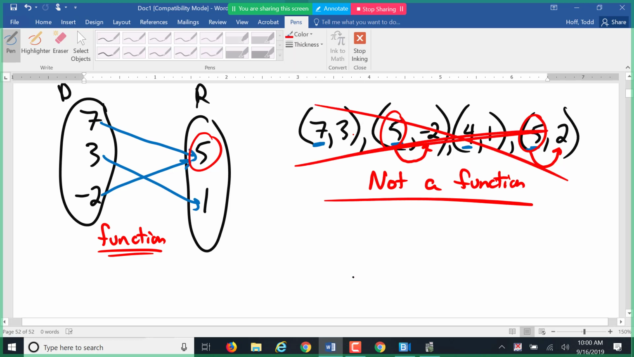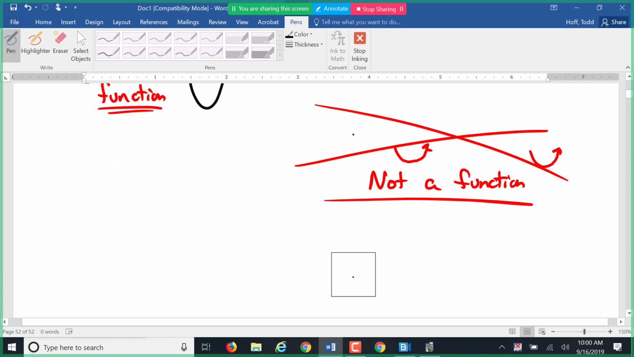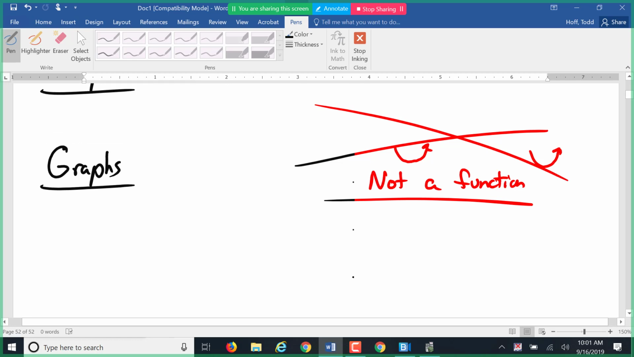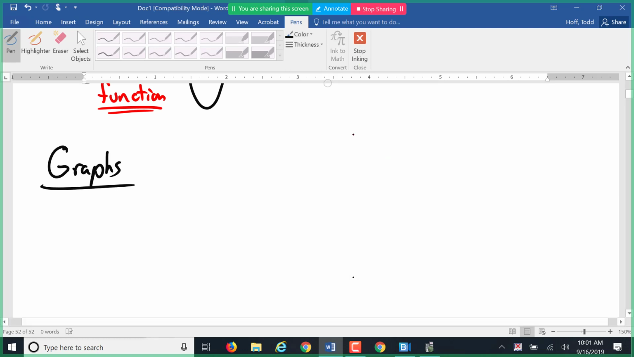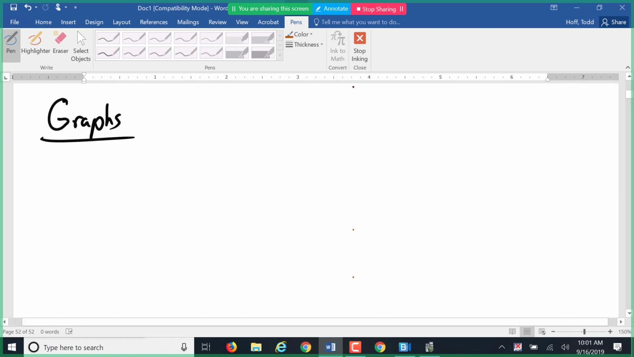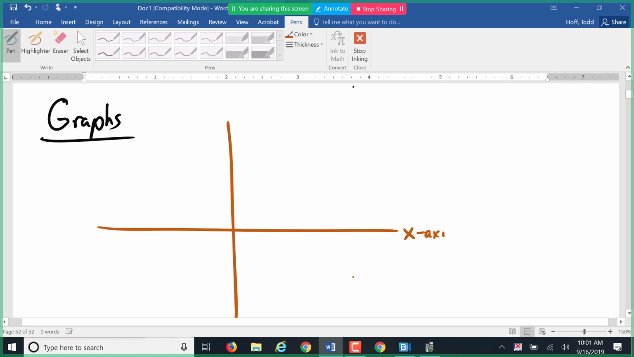So let's look at those graphs. What determines if a graph is a function or not? But remember, this is the x-axis, which is also basically our domain values. The y-axis, basically the range values.